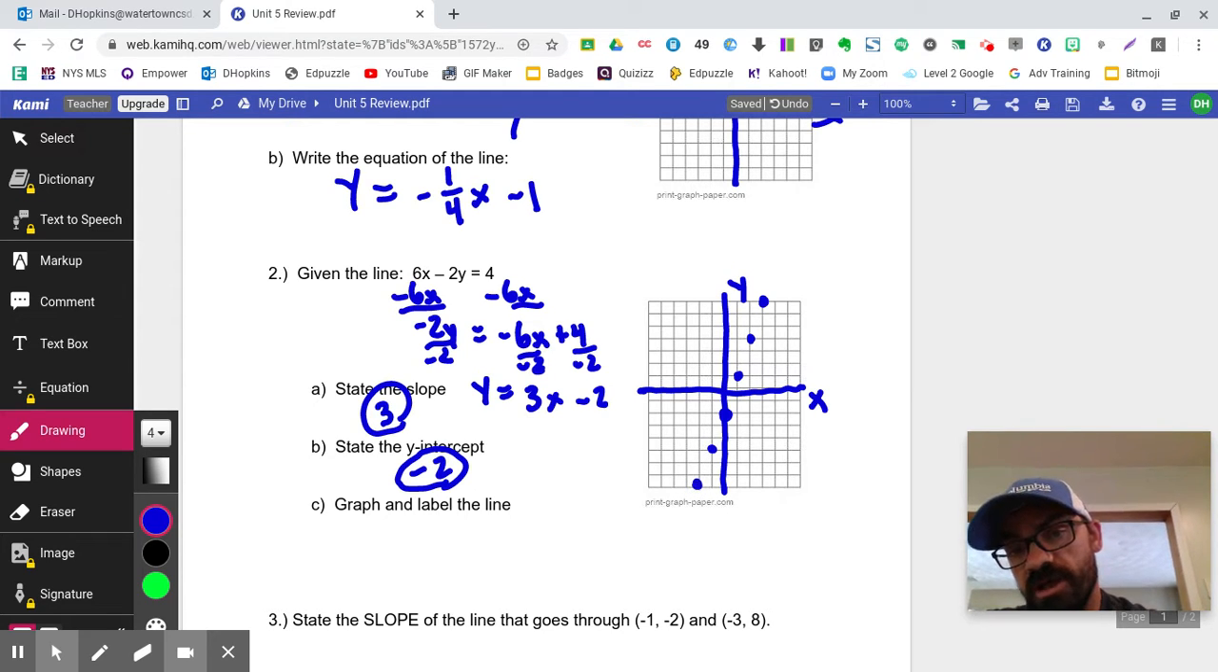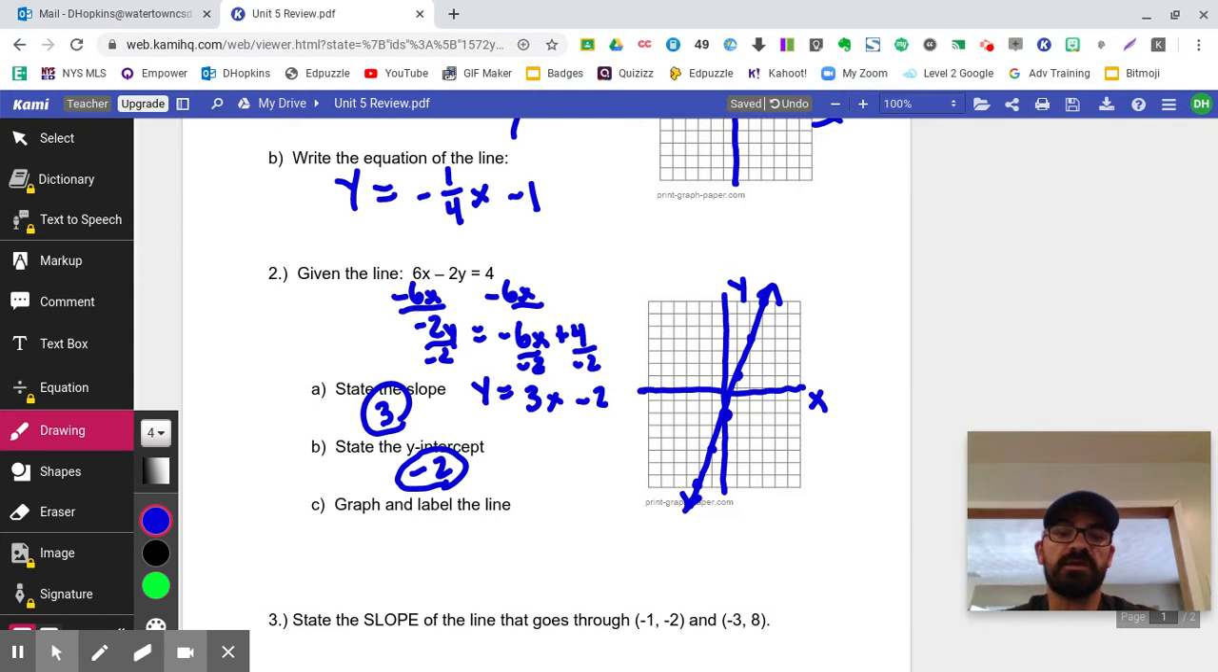Now, the more points you have, the more accurate your line is. And it did tell us to label the line. Y equals 3x minus 2.